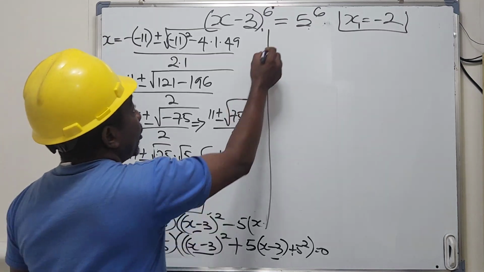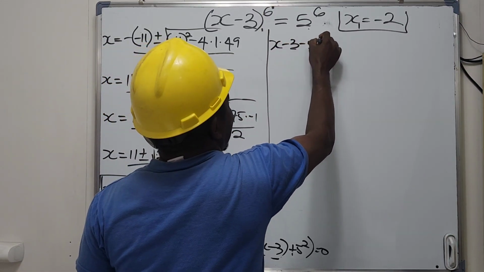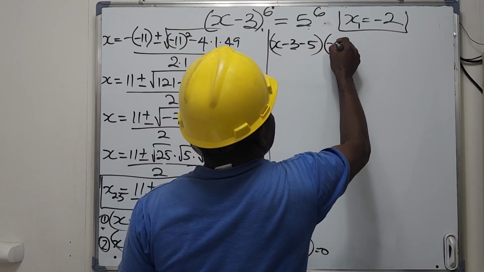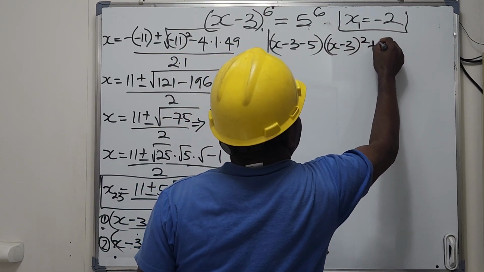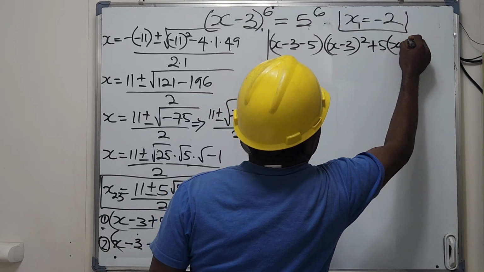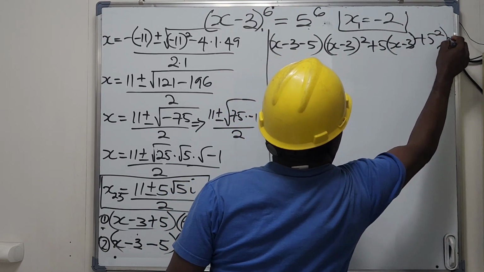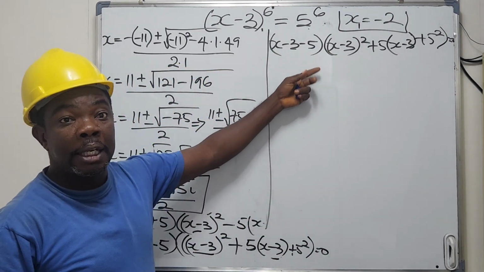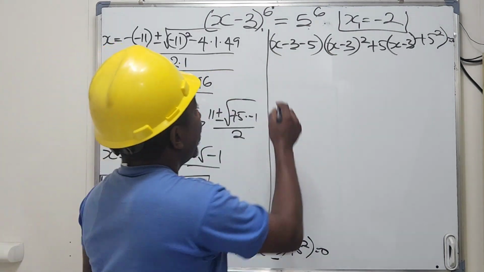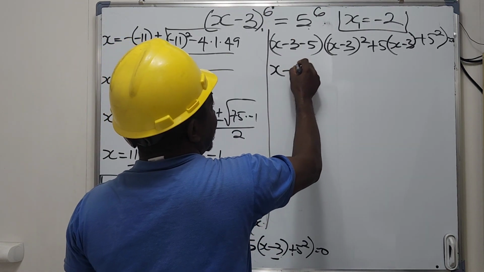So here, the second part of the equation is x minus 3 minus 5 into (x minus 3) to the power of 2, plus 5 into (x minus 3), plus 5 to the power of 2, all equals 0. We just transfer the whole of it here to this other side. So further evaluation, we have that x minus 3 minus 5 becomes x minus 8.